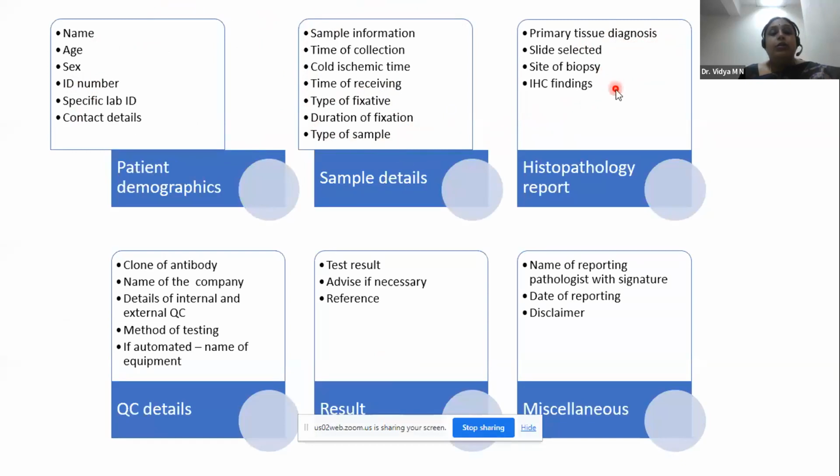Also, it is good to mention the clone of the antibody, whether it is manual or automated processing you have done, then details on your internal and external quality controls that have been put up on the slide. And also you can put an additional comment, like for example, you have a double expressor on your NHL, a high grade lymphoma, you have BCL2 c-MYC expression or something like that, and you have advice for a FISH gene rearrangement study. So these kind of advisories have to be put up in your reports.